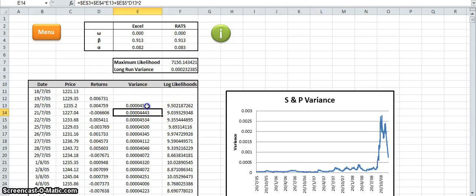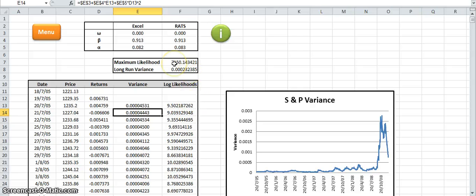So then when you get these values, well obviously first off you have to put in estimates of the omega, beta and alpha coefficients, because you don't know them yet. So we put in values of 0.9 for beta, 0.001 for omega and 0.08 for alpha. Then we use the formula to calculate the variance throughout the whole period, and from this we get the log likelihoods.